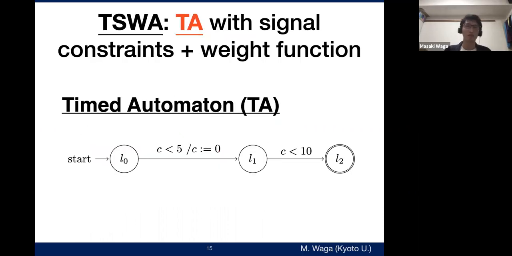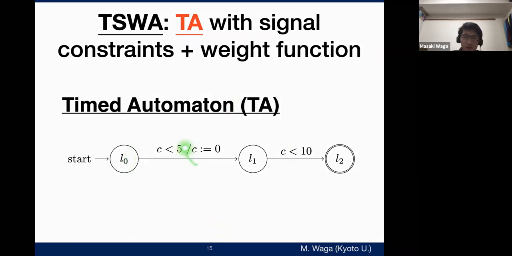So a timed automaton is an NFA, a non-deterministic finite automaton, with clock variables to capture the timing constraints between transitions. For example, for this automaton, by using this clock variable C, we can capture such a timing constraint: because C is reset here and this transition has this guard, C is smaller than 10, this automaton has the constraint such that this transition can be used only within 10 time units after this transition. So such timing constraints between transitions can be represented by using clock variables. This is the main concept of a timed automaton.